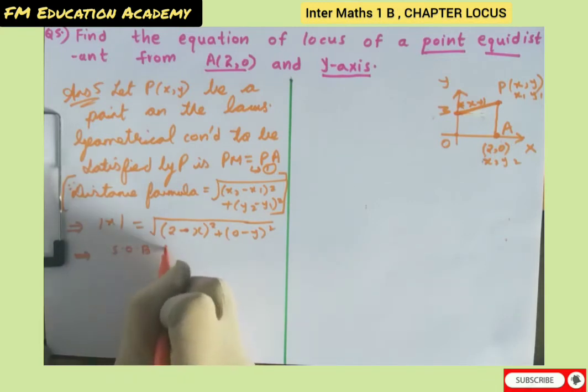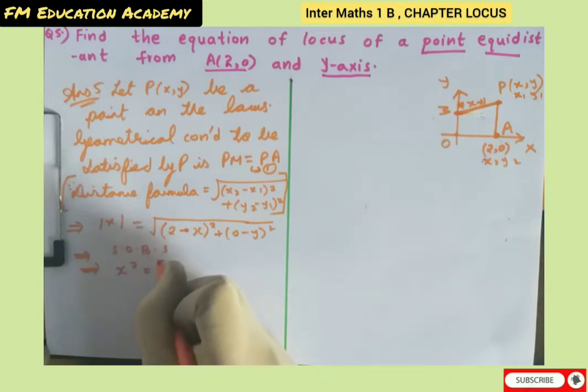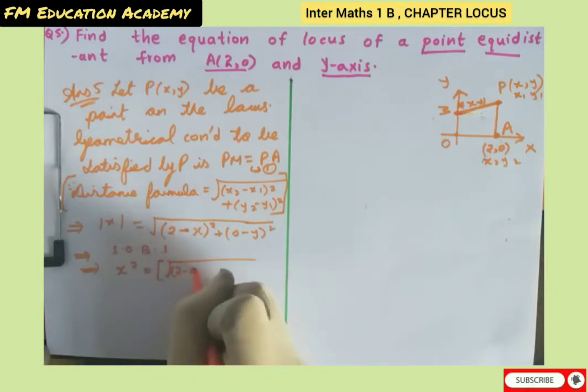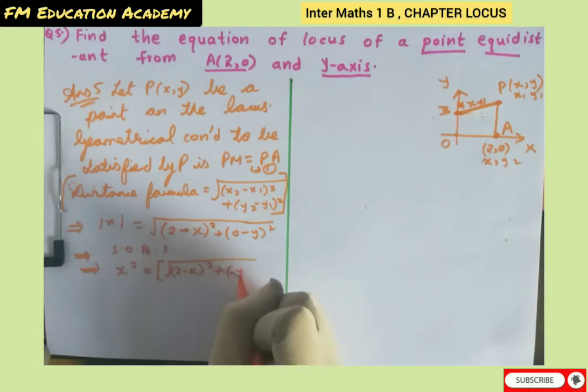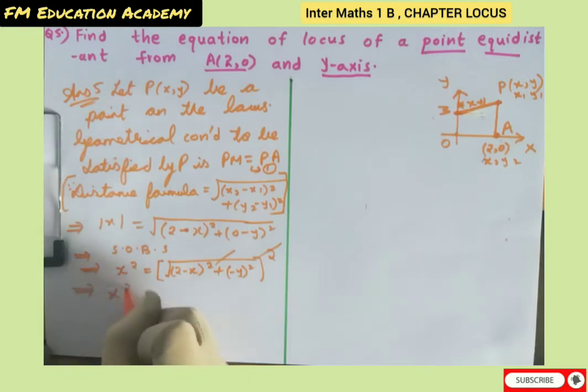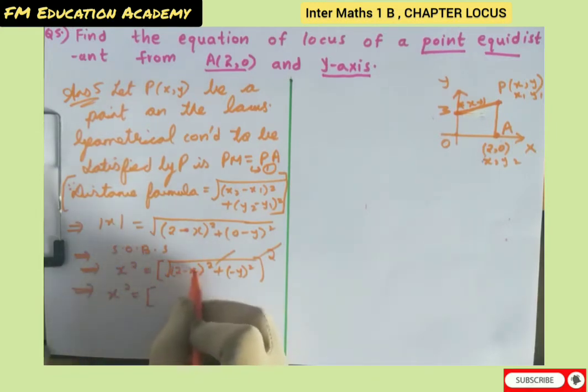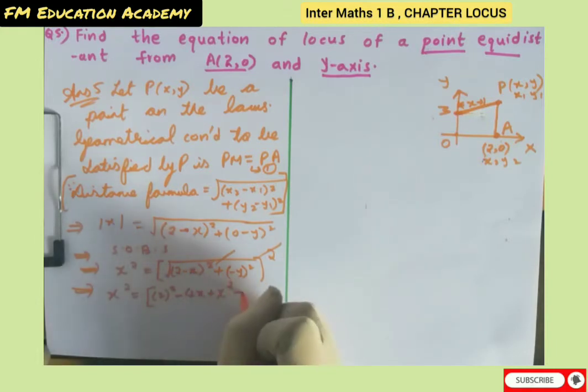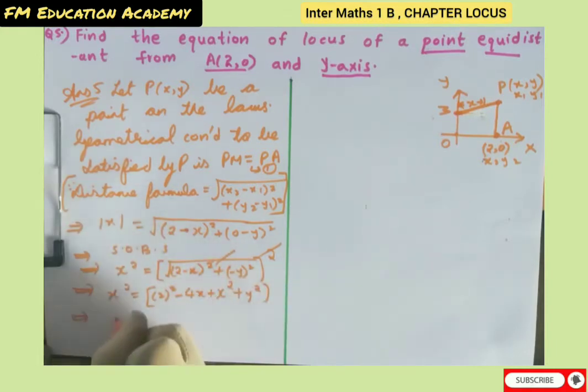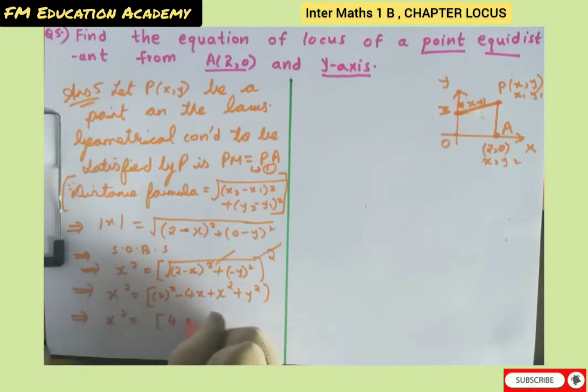Square on both sides. So mod x whole square will become x square, is equal to, the root and square will get cancelled, we know that. So x square is equal to (2 minus x) whole square plus (0 minus y, means minus y) whole square. This is in the form of (a minus b) whole square. What is (a minus b) whole square? a square minus 2ab plus b square. Here 2a is 2, b is x, so 2 twos are 4, 4 into x is 4x, plus b square, x square, plus y square. So here we are left with x square is equal to 4 minus 4x plus x square plus y square.